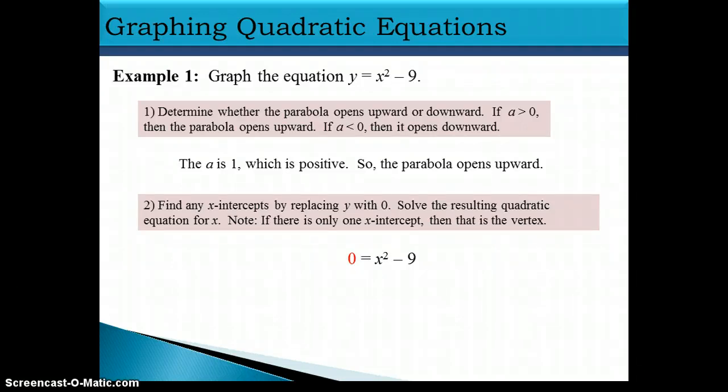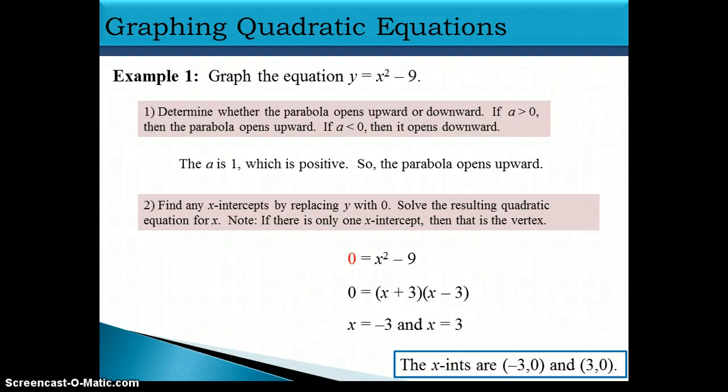Now remember that we solve quadratic equations by factoring. So if we factor this, it's a difference of squares, so it will factor into x plus 3 and x minus 3. And the solutions then are negative 3 and positive 3. So our x-intercepts are the points negative 3, 0 and positive 3, 0.